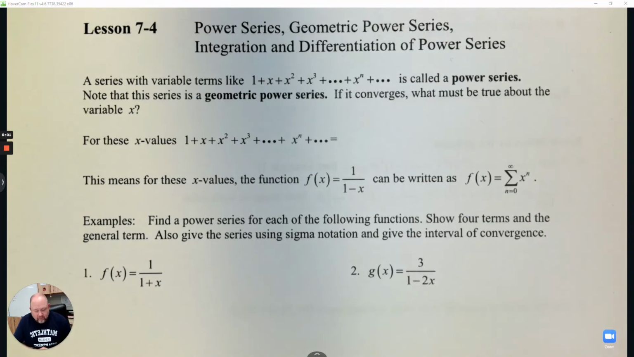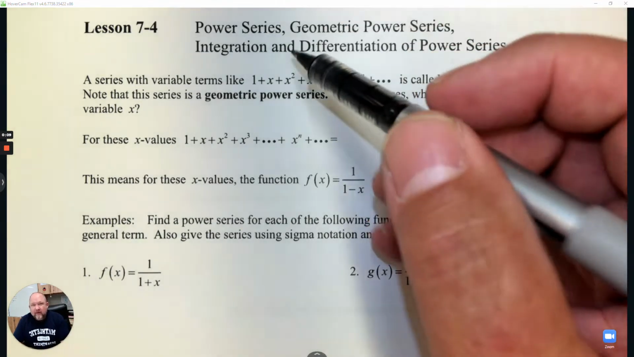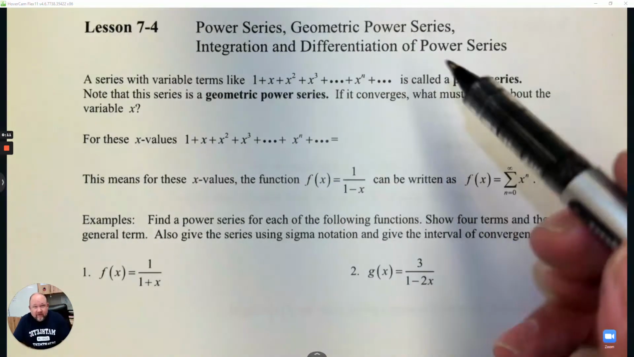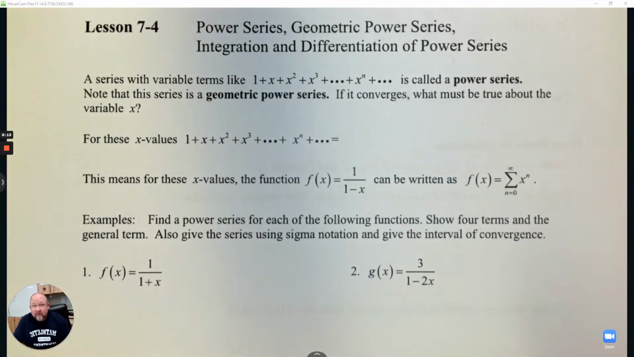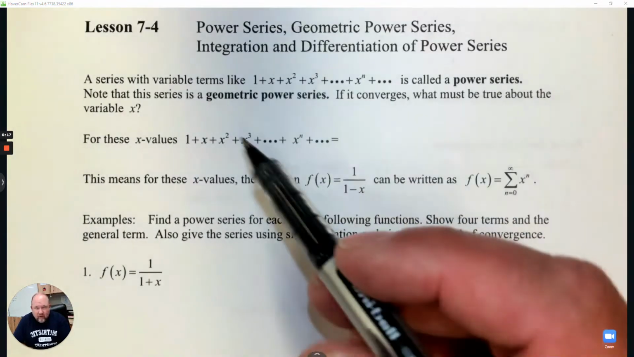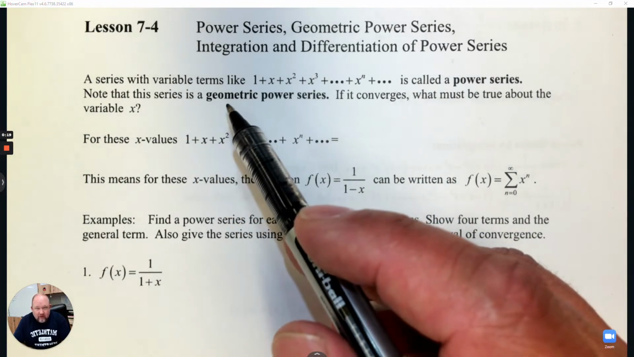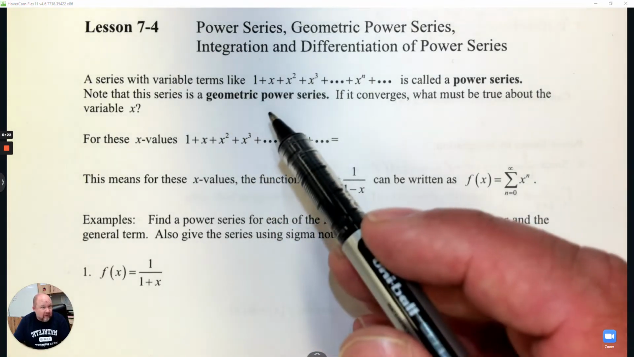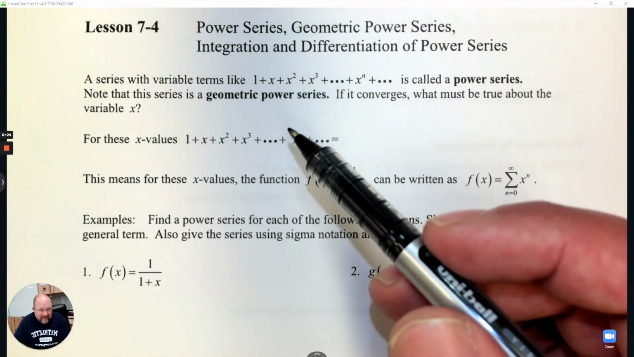All right, lesson 7.4, power series, geometric power series, integration and differentiation of power series. A series with variable terms like this is called a power series. You can see the power means the exponent, and it's increasing as you go along. Now, this series is a geometric power series. If it converges, what must be true about the variable x?